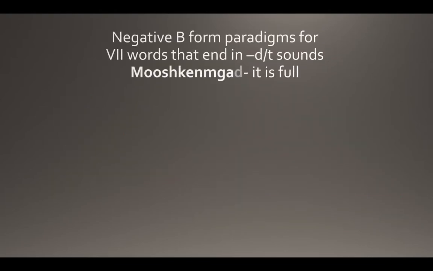Negative B form paradigms for VII words that end in D or T sounds. In this example, the D has been grayed a bit. I do that to illustrate that we're going to drop this sound. So make sure that when you use VII words that end in a D or T sound, you drop this sound. Don't say it, don't write it.